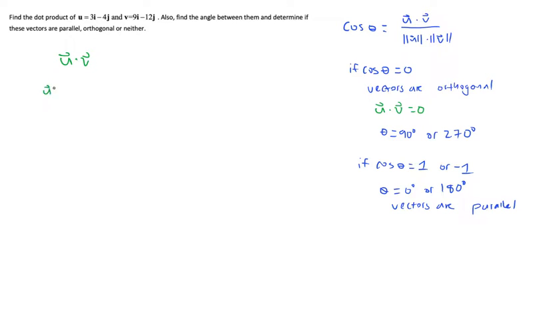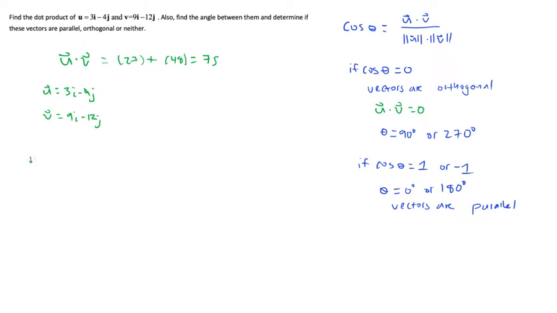So we know that u is equal to 3i minus 4j. We know that v is equal to 9i minus 12j, right? So the dot product is 3 times 9, which is 27, plus negative 4 times negative 12, which is a positive 48. That gives us 75, right? That is the dot product. Okay, well, it's not 0. Okay, so we actually are just going to have to proceed with the problem here, right?